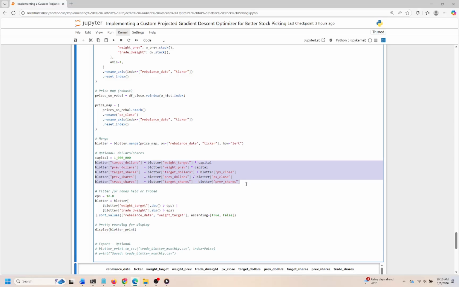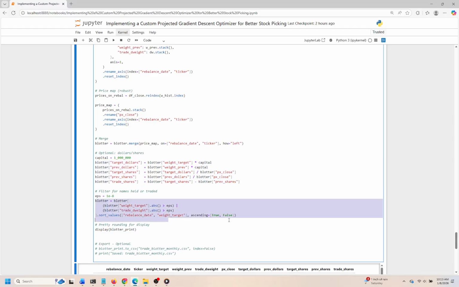To ensure the purity of the data, we filter the blotter to retain only those trades that are significant, essentially those that have a measurable impact, either through a change in weight or by holding the asset itself. This cleaning step is vital, as it helps prevent clutter from insignificant adjustments that do not influence our trading strategy.